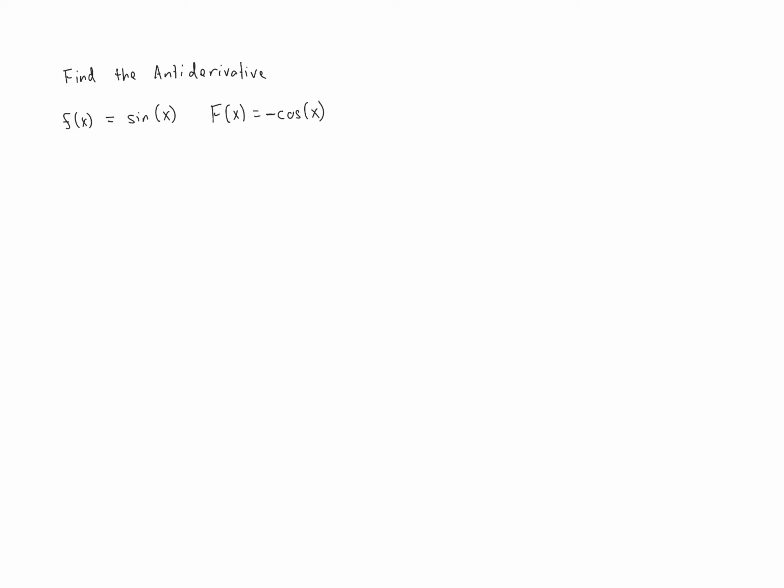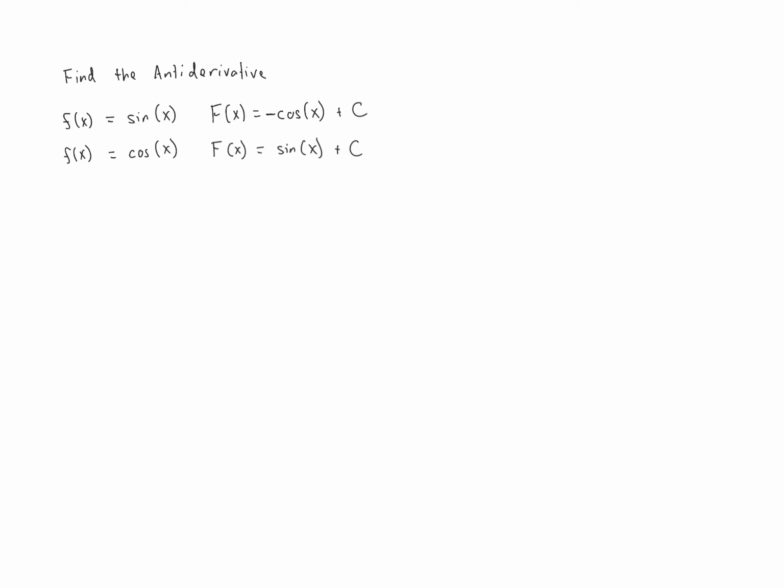So an antiderivative of sine of x is negative cosine of x, but the general antiderivative is going to be negative cosine of x plus our constant capital C. So we've got negative cosine of x plus C. Let's look at another one. Let's look at f of x equals cosine of x. We need a function whose derivative is cosine, and I think you know that one. The derivative of sine is cosine, so that's going to be sine of x plus a constant.